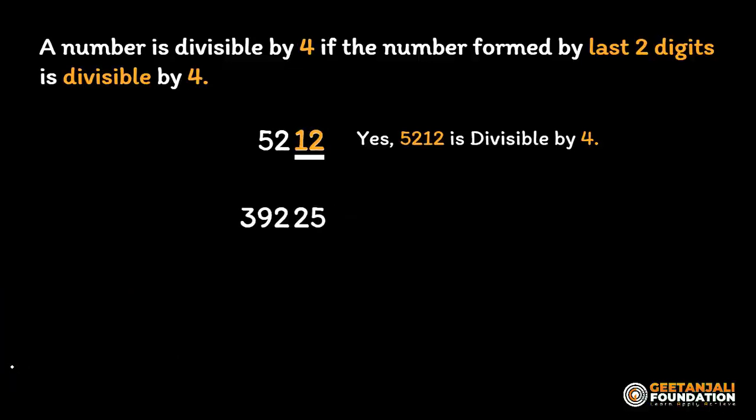Next example. The number is 39,225. Same method. The last two digits form the number 25. 4 6s are 24, and you don't get 25 in the table of 4. It means 25 is not divisible by 4. Therefore, the given number 39,225 is not divisible by 4.